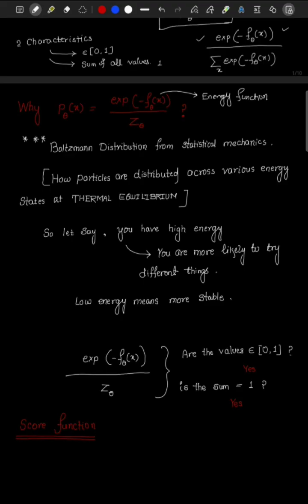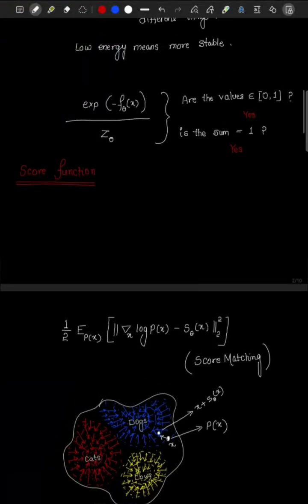It says that when the energy level is low, it is highly probable that you will not change your state, whatever state you are in now. This is the intuitive idea, and here I have mentioned that this follows the characteristics of probability, that is, all values belong to the open interval 0 to 1, and the sum of all these values will be 1.